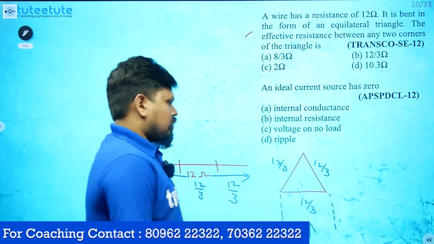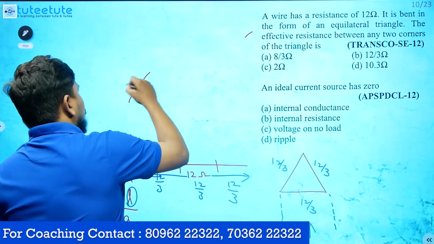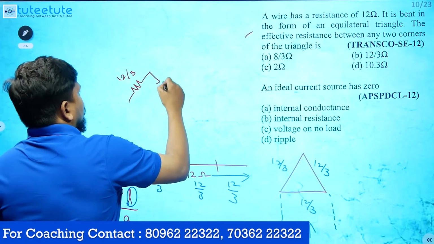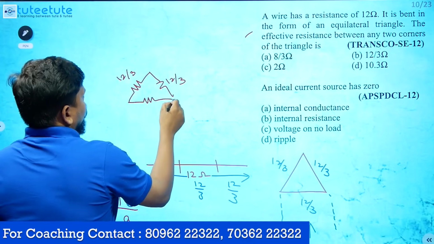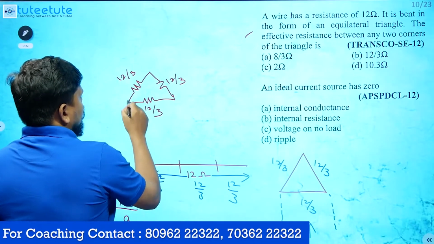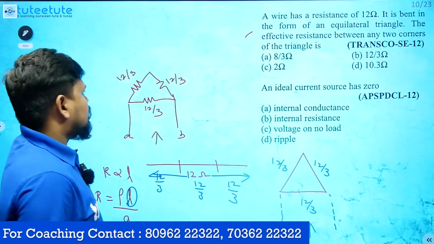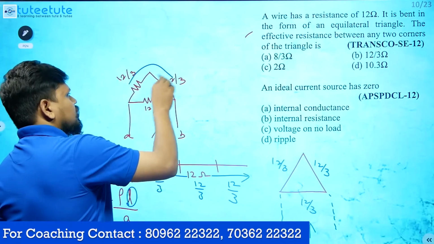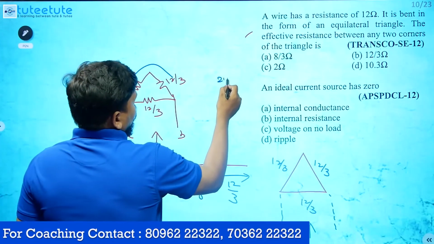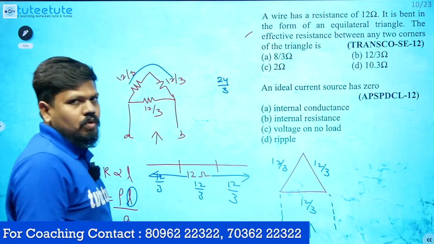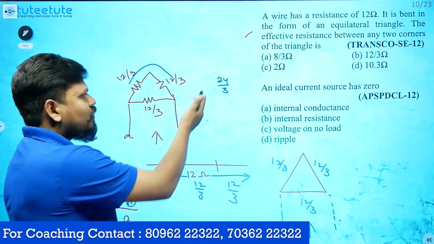So two resistances are connected like this. This is 12 by 3 and this is also 12 by 3, and in between these two terminals we have another resistance of 12 by 3. Between these two terminals you have to calculate the equivalent resistance. These two are connected in series, so you can observe, right? 12 by 3 plus 12 by 3, what do you get? 24 divided by 3. You can simplify this value also, no need.